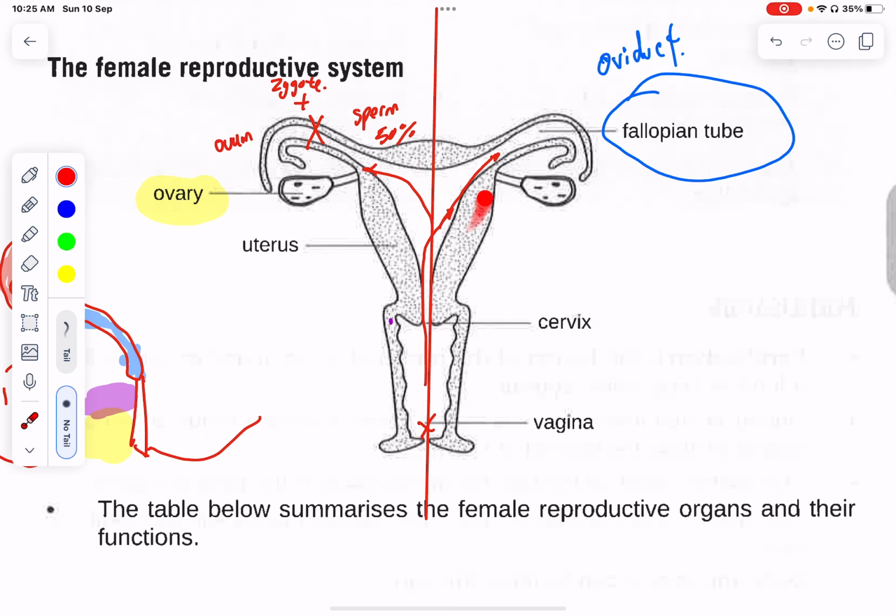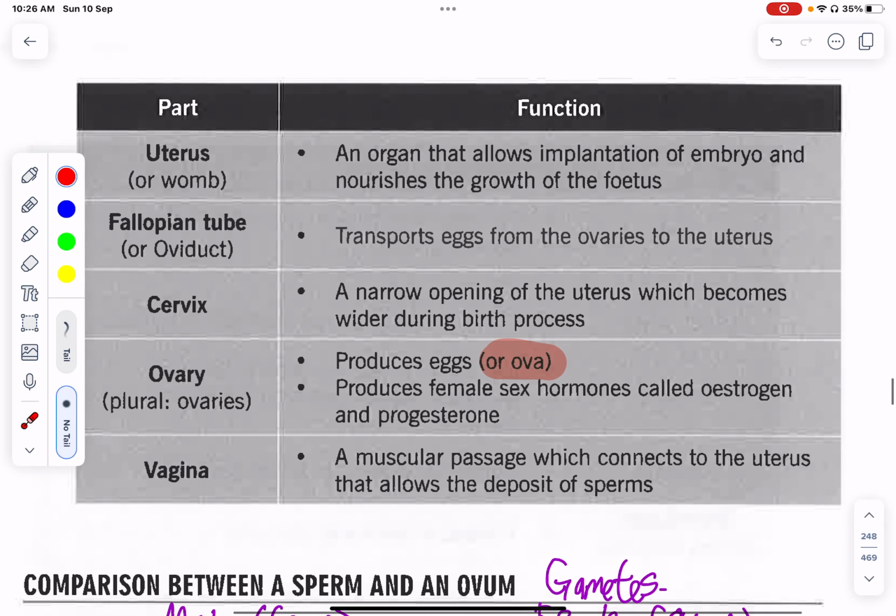Now, fertilization occurs only around this area or sometimes over here, along the sides of the fallopian tube. Fertilization does not occur after the cervix. Do take note that the cervix and the vagina are two separate things. Do not label this part as the cervix, which is commonly done in exams by students. The uterus is basically the organ that allows implantation of the embryo and the growth of the fetus. One thing to take note of is that this is the embryo, not the zygote. The zygote is generally formed by fertilization over at the fallopian tube.